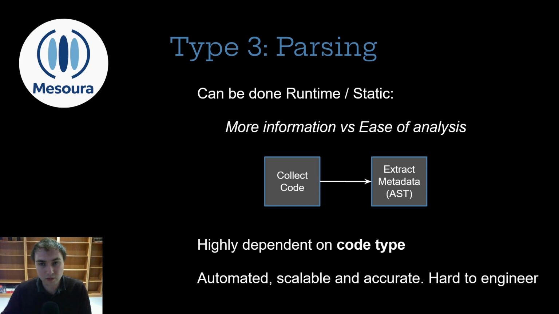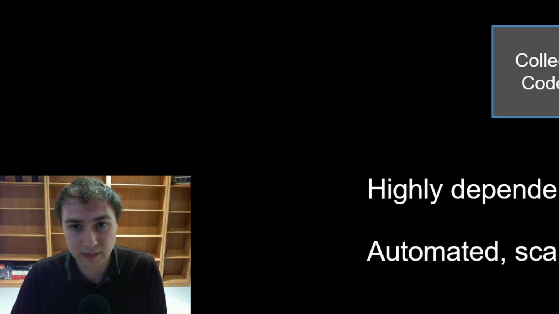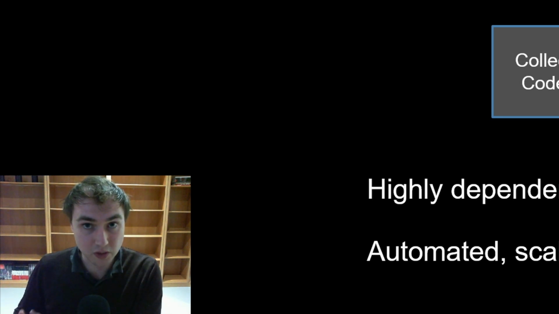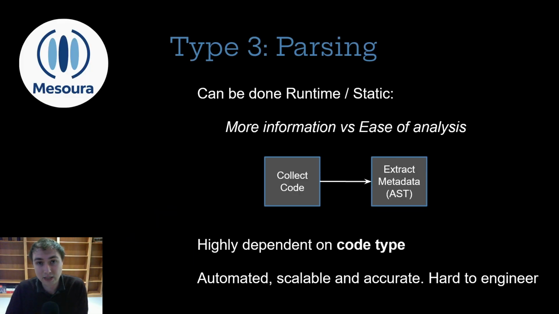So you're trying to extract the metadata out automatically. It's highly dependent on code type, and there are quite a few different attempts at solutions for this. But in terms of extracting out the metadata, there doesn't seem to be a one-size-fits-all approach to it. So it's automated, it's scalable because you can run it 100 times and that's no more effort because it's simply an algorithm. And it's 100% accurate within the confines of what you're doing once you get the algorithm correct, though it takes time. The issue is it is hard to engineer.